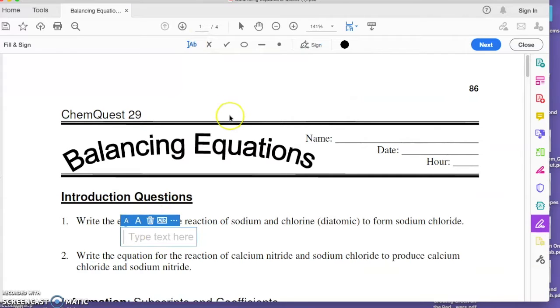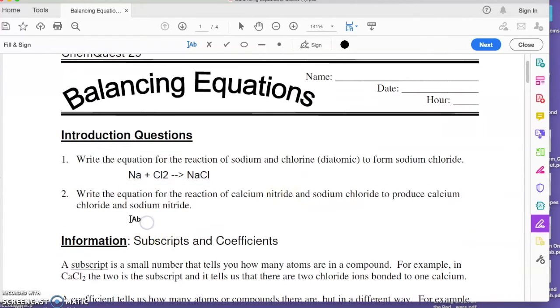So sodium, Na, plus Cl. Now this is going to be a subscript 2, right? So it's Cl2, and it's going to be arrow, and it's going to make sodium chloride, NaCl.